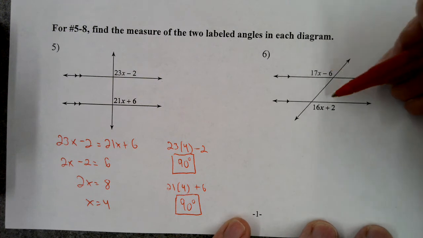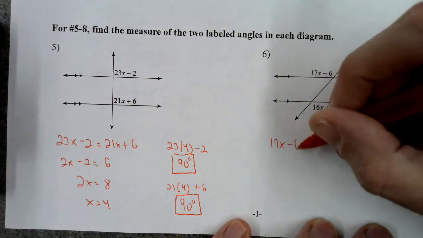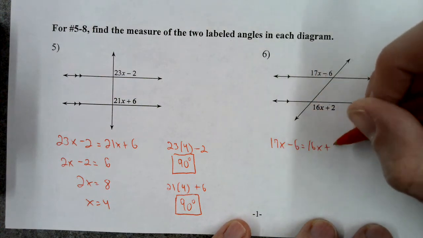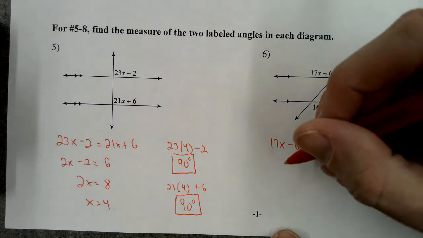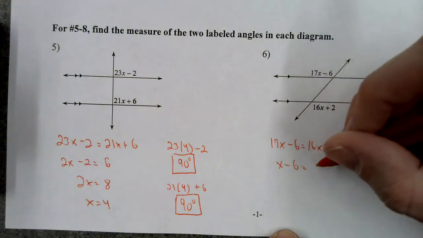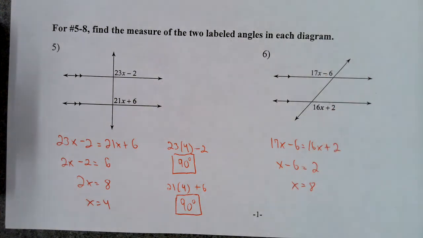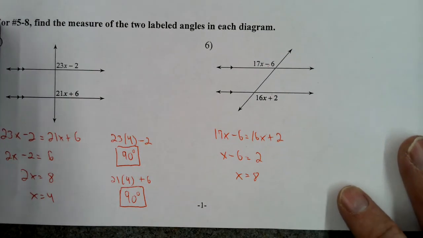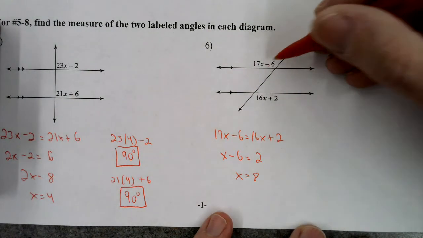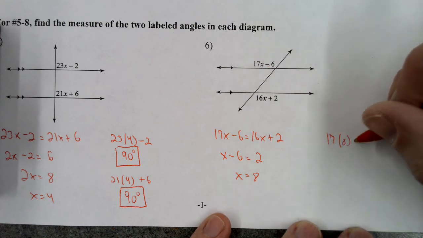Number 6, these are alternate exterior angles, so it means that they are congruent. So 17x minus 6 equals 16x plus 2. Get all the x's on one side, so subtract 16x. X minus 6 equals 2. Add 6, you get x equals 8. You've got to find the 2 angles. So 17 times x minus 6, 17 times 8 minus 6.